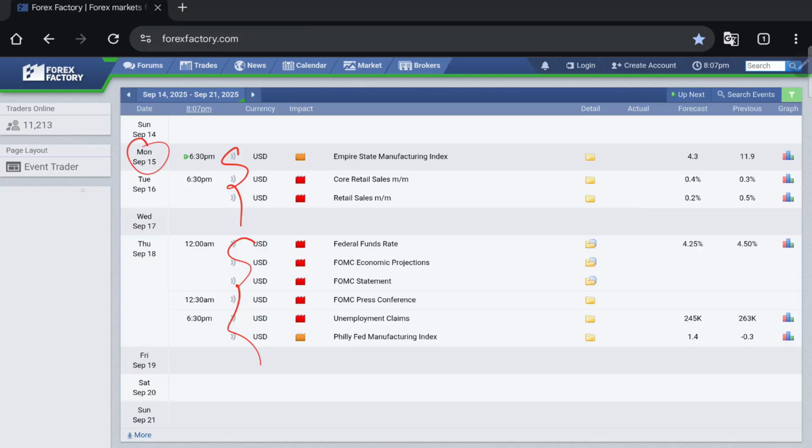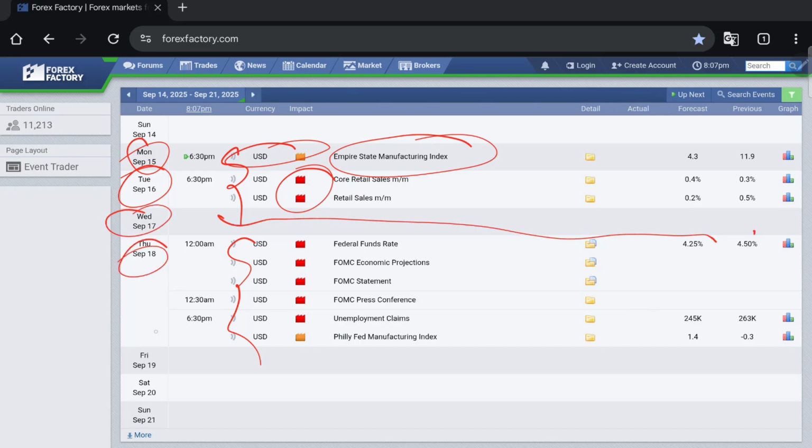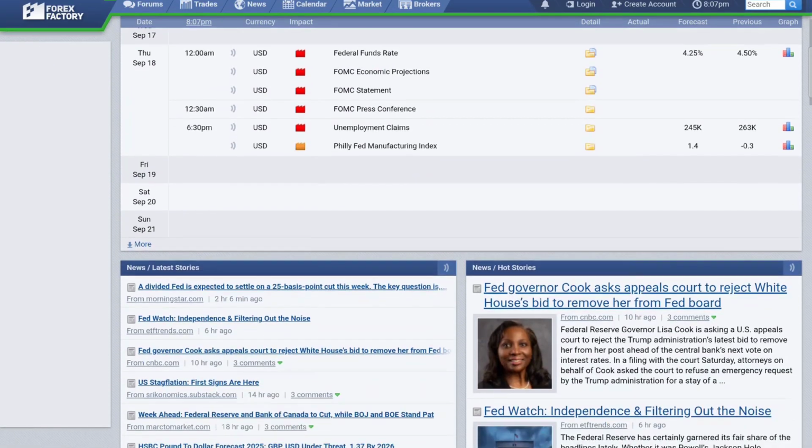Okay, on Monday, that means tomorrow, we have one news, that is the manufacturing index, and on Tuesday we have two news, and Wednesday we don't have any news over here, and on Thursday there is a lot of news, and Friday there is no news. Okay, so I already made a lot of videos about fundamental analysis, so you may see those, or you may follow them, to see how fundamental news works. And there are also a few things to follow.